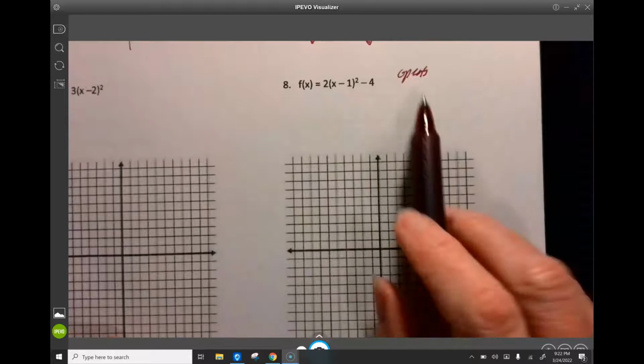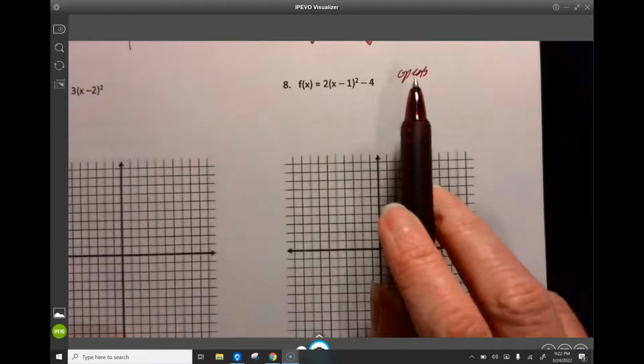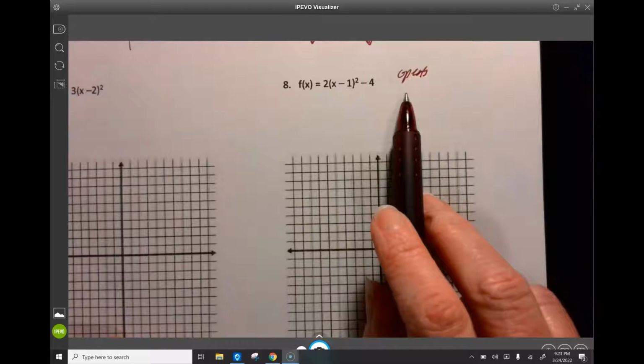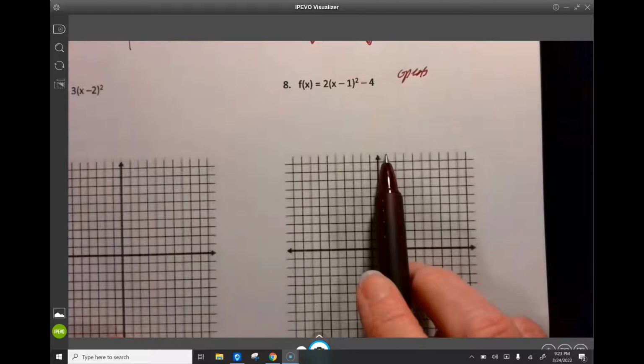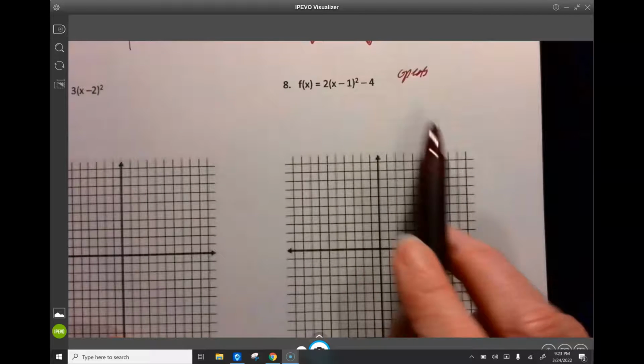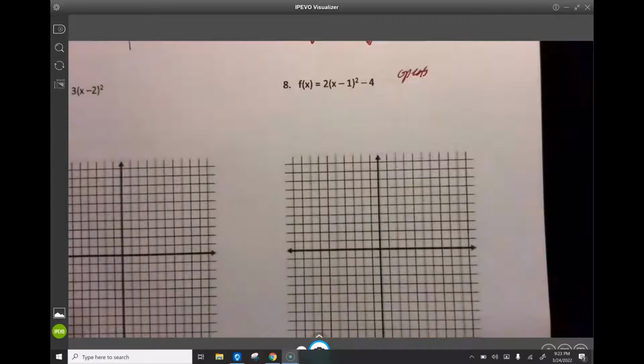So I'll say them again. Does it open up or down? Is there a stretch or a shrink? If so, how much? What are my shifts? What is my vertex? What's my axis of symmetry? Oh, we've been forgetting to say if it's a max or a min. That's okay, you'll do fine. We'll do it this time.